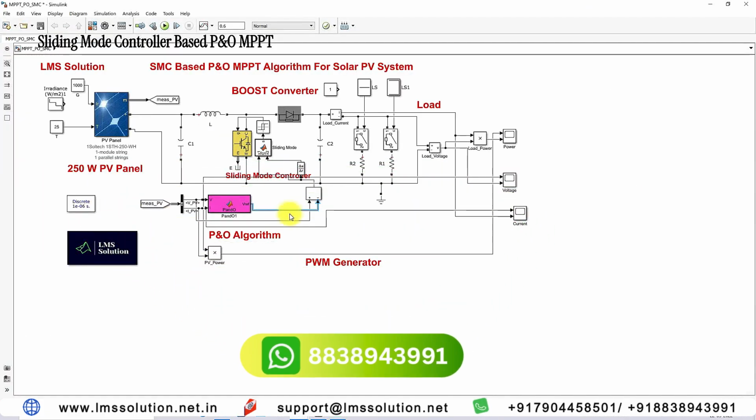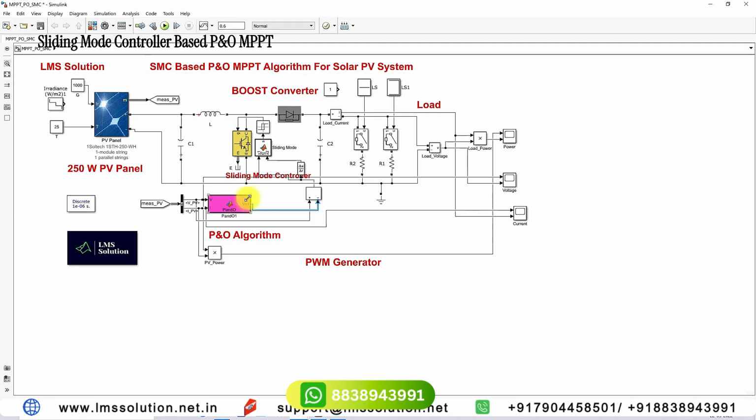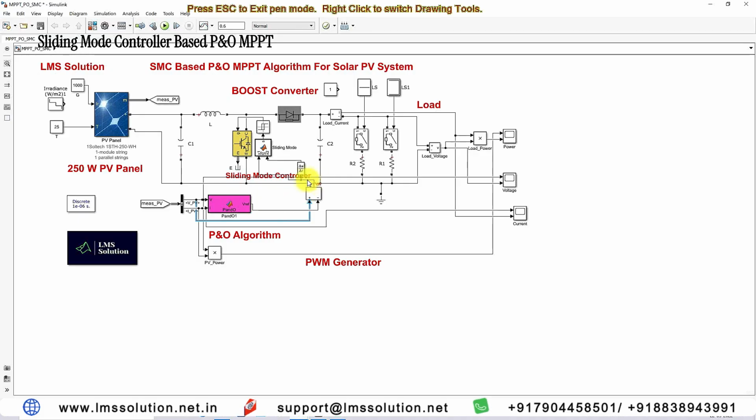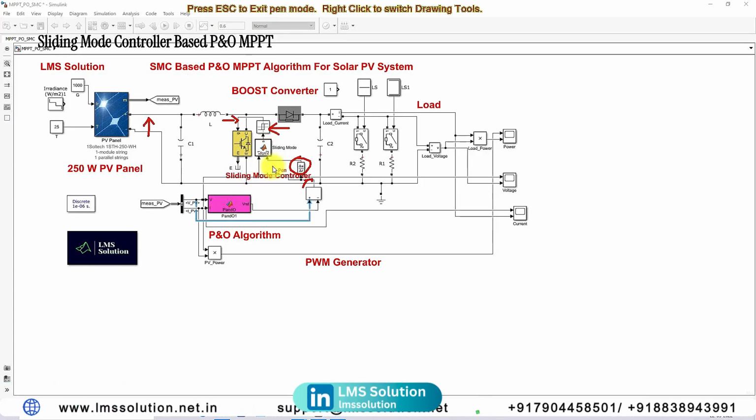Next, you can see here we are taking the reference voltage from the P&O MPPT and we are going to compare it with the actual PV voltage. Here you get the error voltage. This error voltage and the rate of change of error voltage are processed via the sliding mode controller. The output of the sliding mode controller is processed via a hysteresis controller. This hysteresis controller generates the pulse for this IGBT in order to extract the maximum power from the PV panel. So this is the control logic of the sliding mode control based P&O MPPT algorithm. Here we are combining the P&O method with the sliding mode control concept. That's why it is known as sliding mode controller based P&O MPPT algorithm.